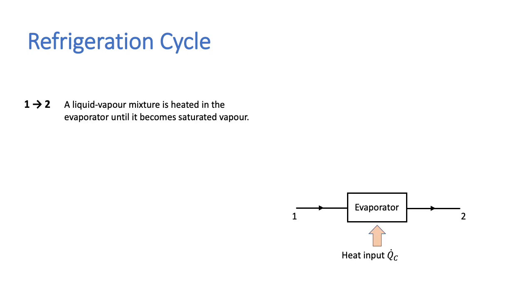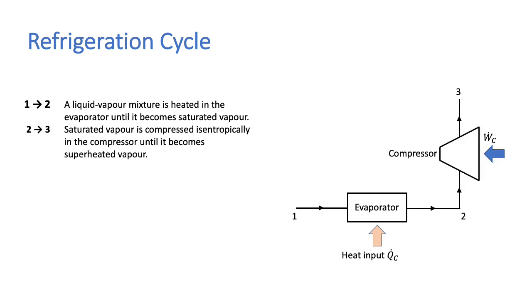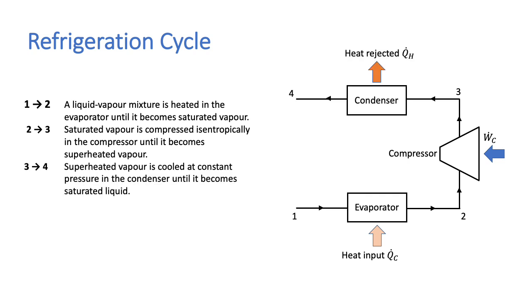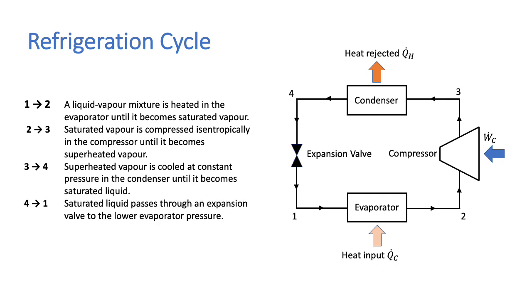From 1 to 2, a liquid vapor mixture is heated in the evaporator until it becomes saturated vapor. From 2 to 3, the saturated vapor is compressed isentropically in the compressor until it becomes superheated vapor. From 3 to 4, the superheated vapor is cooled at constant pressure in the condenser until it becomes saturated liquid. And finally, the saturated liquid passes through an expansion valve to the lower evaporator pressure.